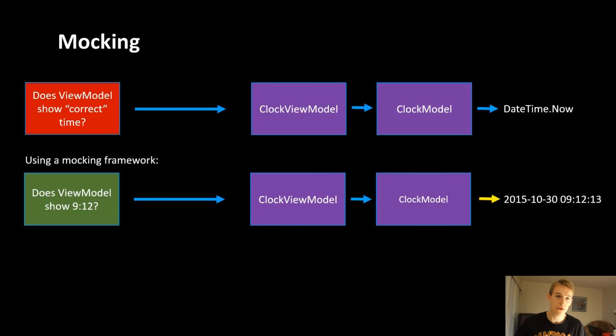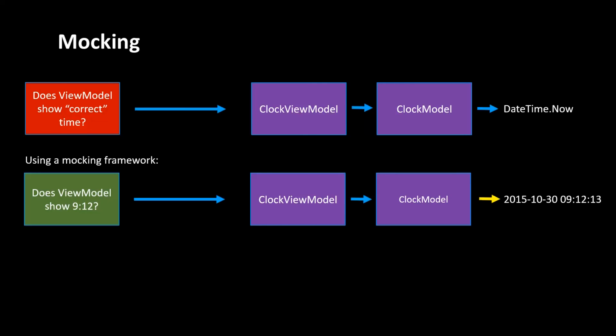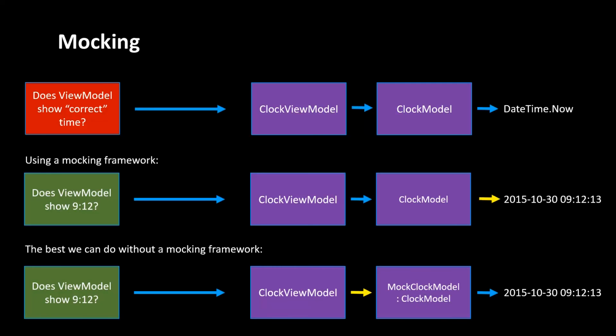Unfortunately, as of October 2015, there are no mocking frameworks that work with the Universal Windows apps, or .NET Core for that matter. Which means that in this video series, we won't be able to look at Moq or NSubstitute. But instead, we'll make a basic mock ourselves. We'll create a class MockClockModel, which extends the ClockModel class, and it allows us to override the current time property, essentially creating a mock for the purpose of our tests.